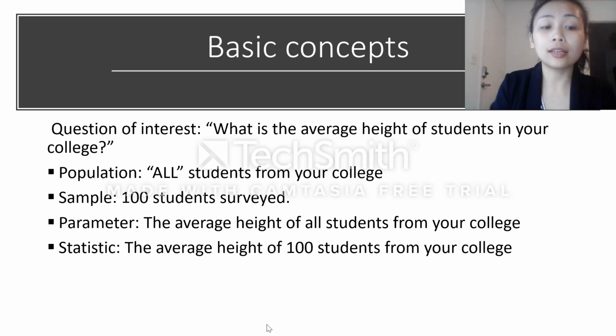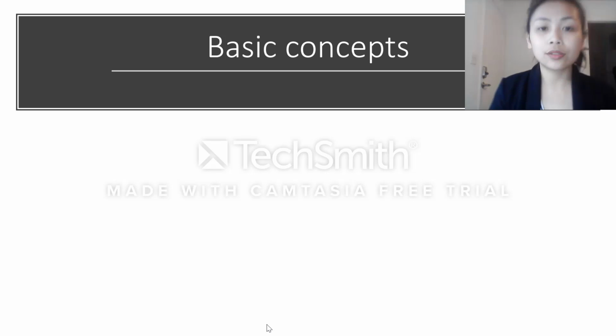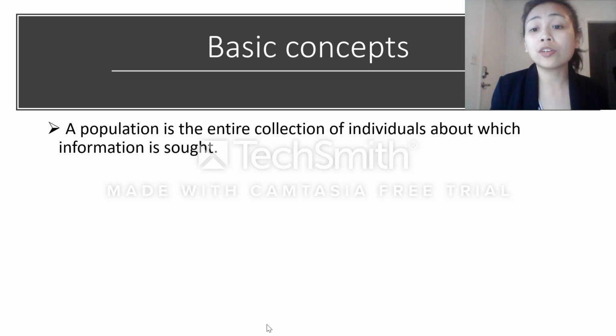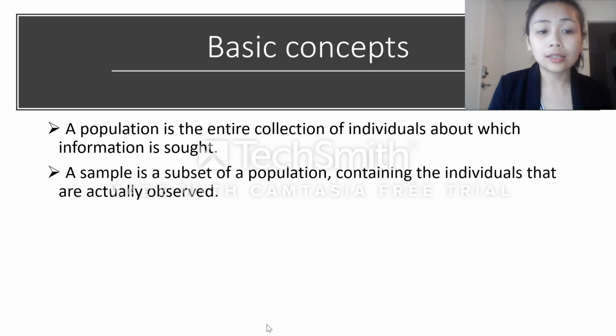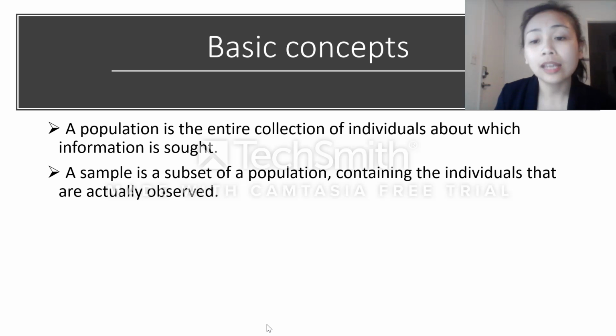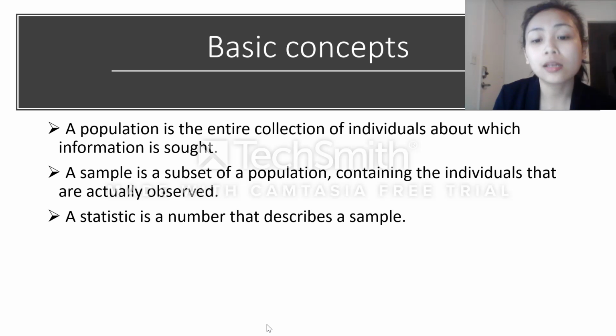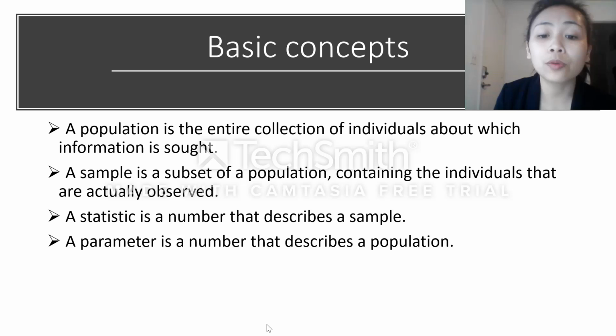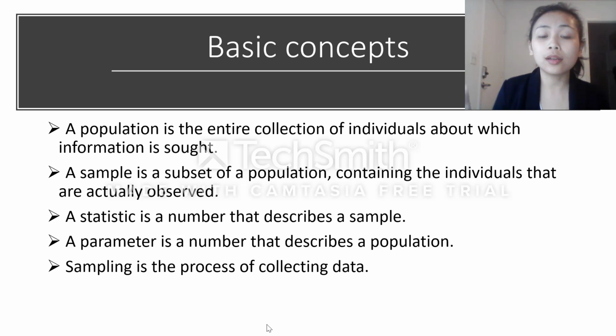Statistics with S is the name of the subject, and statistic here is the name of a number that represents information from the sample. So here I would like to go over the definition of those concepts. First, a population is the entire collection of individuals about which information is sought. A sample is basically a subset of the population containing the individuals that you actually observe. A statistic is a number that describes a sample, and a parameter is a number that describes a population. And the process of collecting data is what I call sampling. So those are the five basic concepts in the first topic.